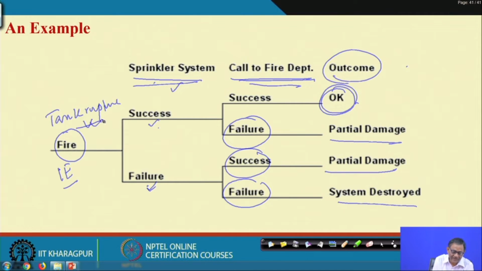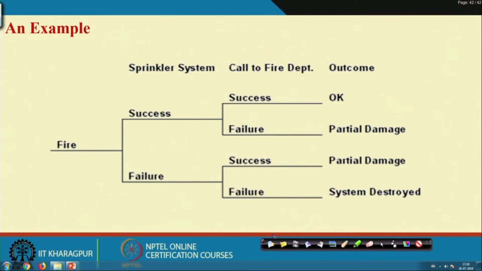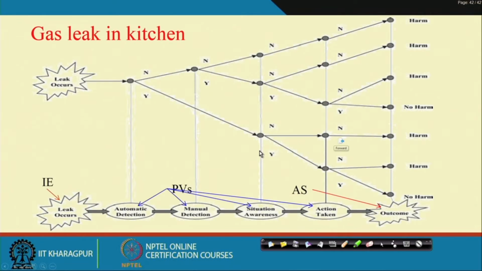Someone may say, I will not start with tank rupture as the top event, maybe overpressure. When overpressure is there, the tank will behave against overpressure. So the tank comes here, and then whether tank rupture occurs or not. Failure means rupture, not means there is no failure. If rupture, then it will continue. So essentially, you are using an inductive approach.